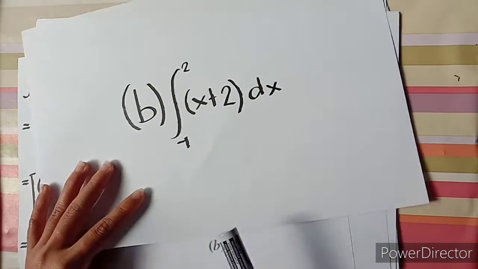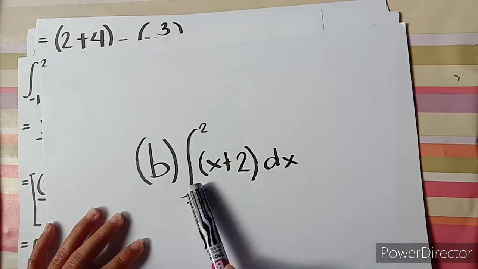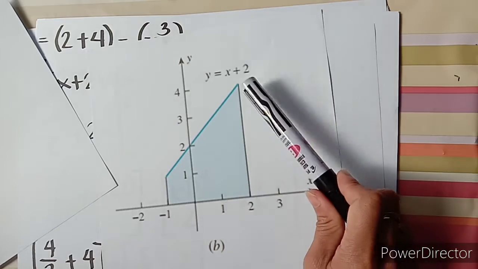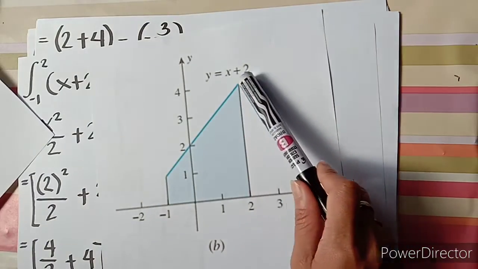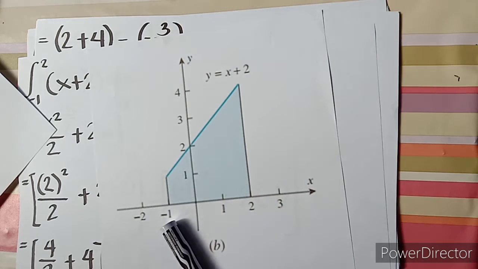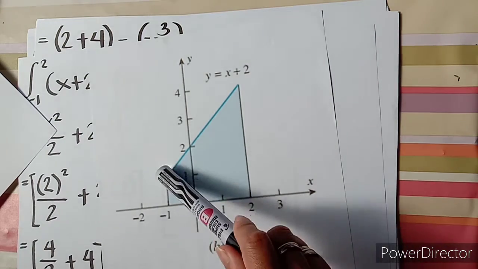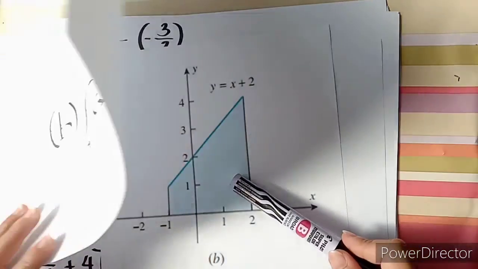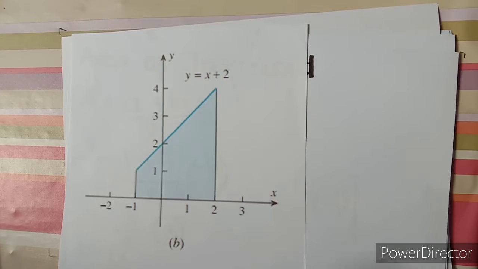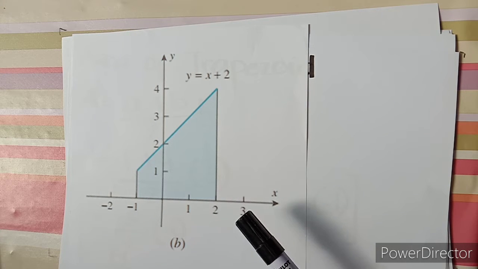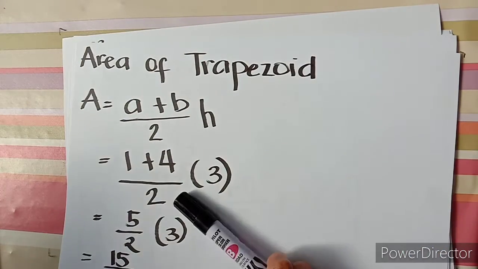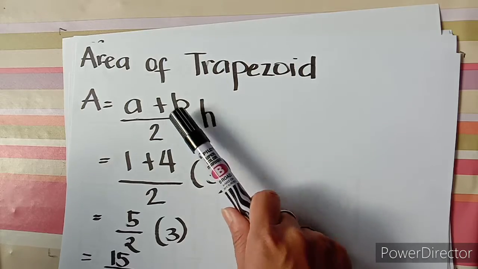For 2, 2 plus 2 is equal to 4. Thus, our y is equal to 4. This function is evaluated from -1 to 2, so it is limited only to these x values. So, we have a trapezoid. We are done sketching the graph of the function. Thus, we can proceed to calculating the area of the trapezoid using the appropriate formula from geometry.